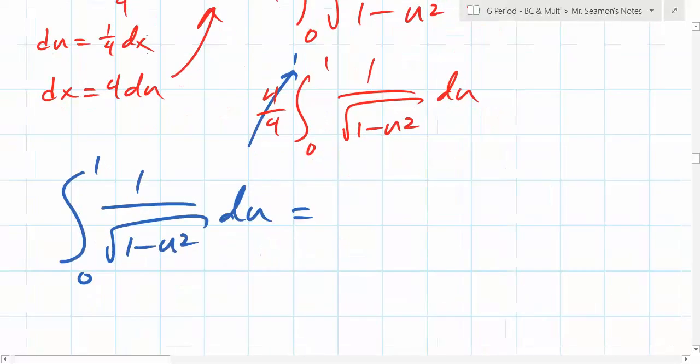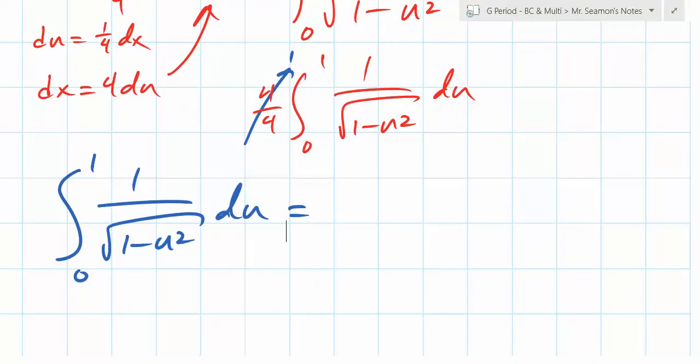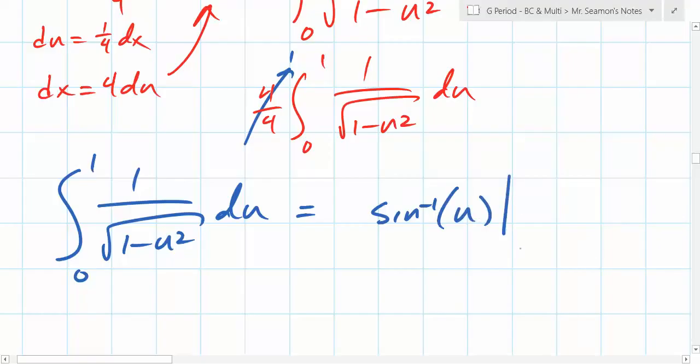So now we have this nice thing that's much nicer, isn't it? Because we know what that integral is. What is it? Yeah, so if we do this out, you end up with sine inverse of u, correct? From what to what? From 0 to 1.